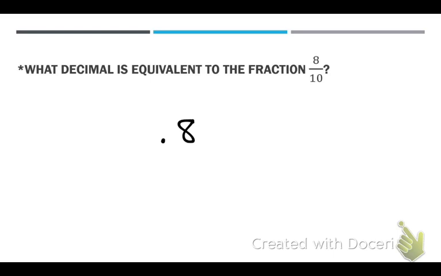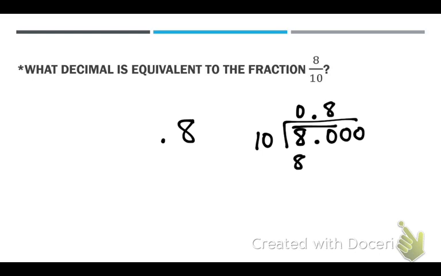If you don't automatically know that, you could always do 8 divided by 10. Remember, we can put a decimal point and as many zeros as we want. A 10 cannot go into an 8. Can a 10 go into an 80? How many times? 8. 8 times 10? 80. Okay, so if you look right there, the answer is 0.8.